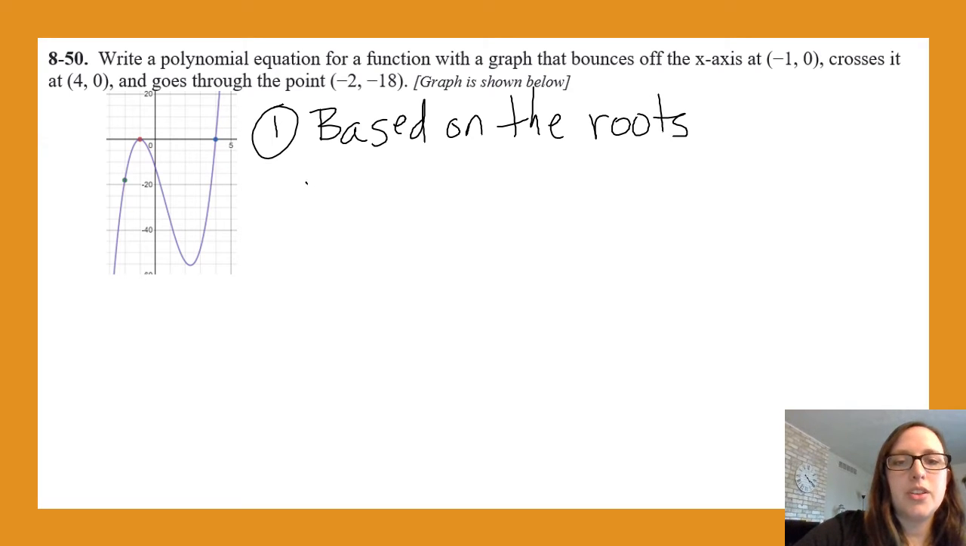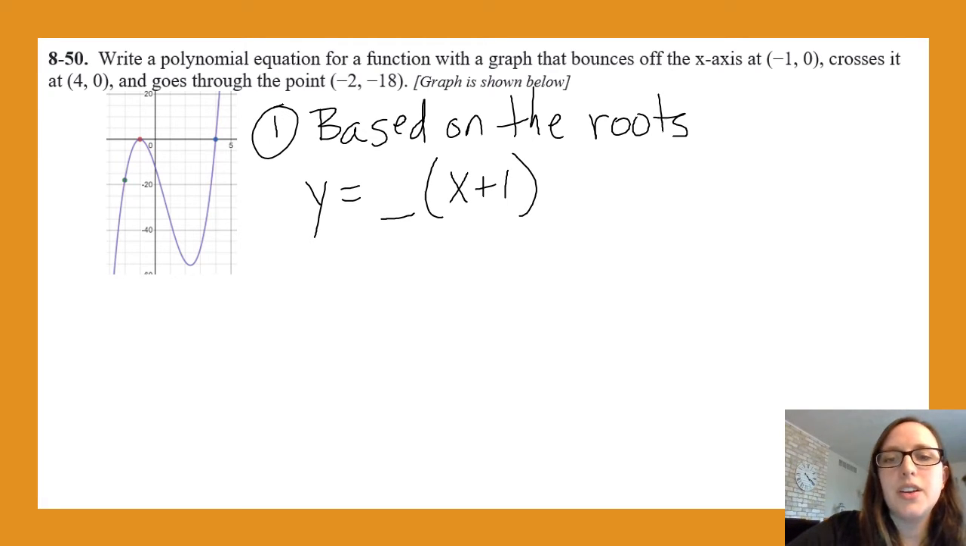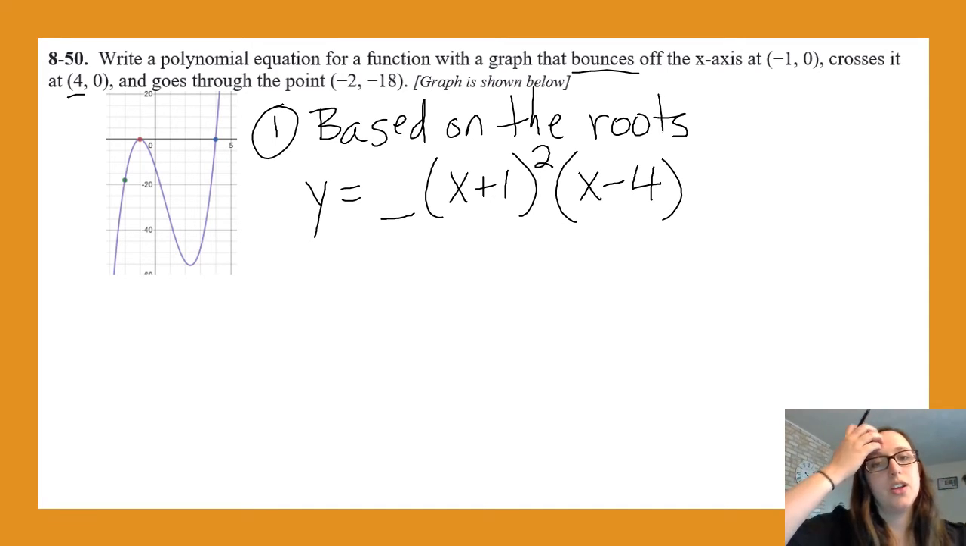All right, so based on the roots, we know that's going to be y equals some type of number in the front. Since we have a root at -1, we have a factor of x plus 1, remember, just different sign. And since it bounces right there, it's going to be an exponent of 2. And we have a root at 4, so my other factor is going to be x minus 4. Okay, same number, opposite sign.